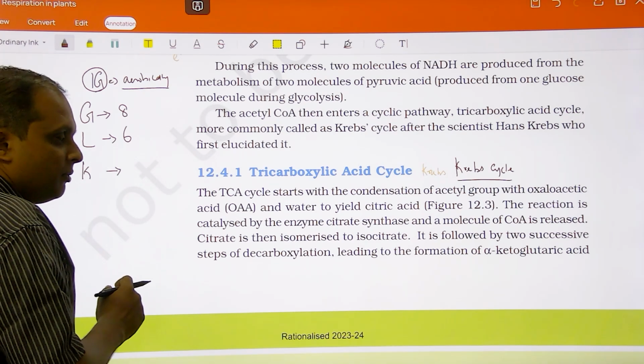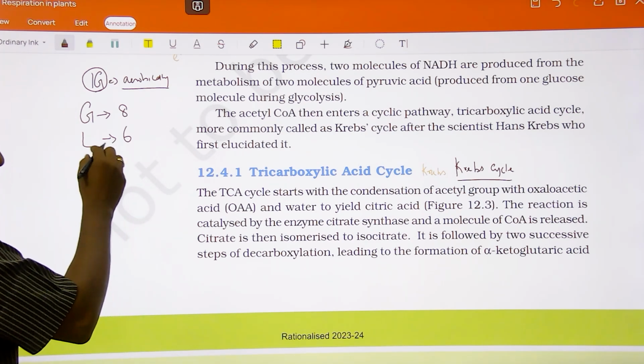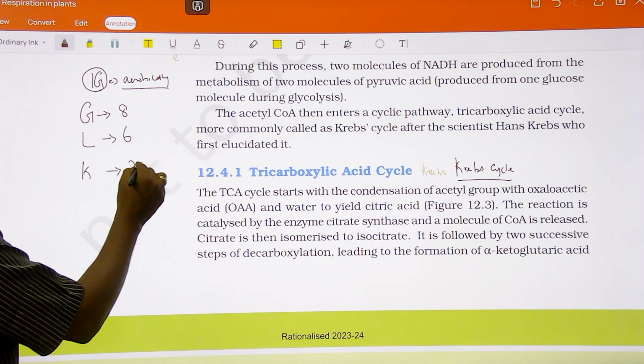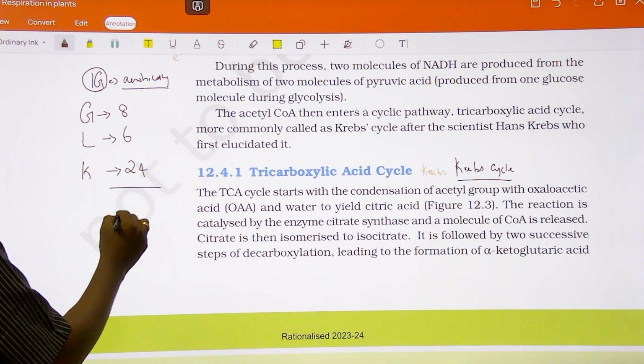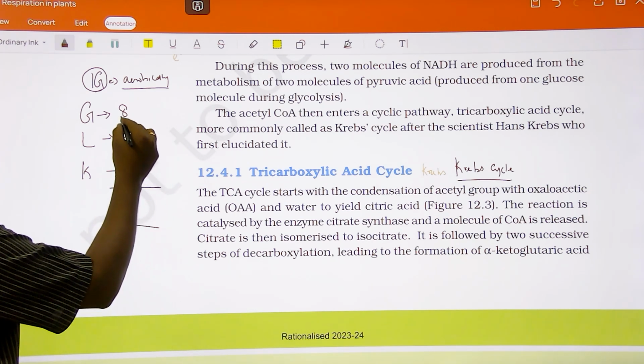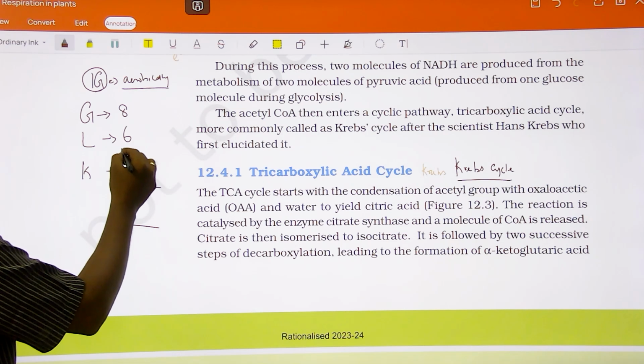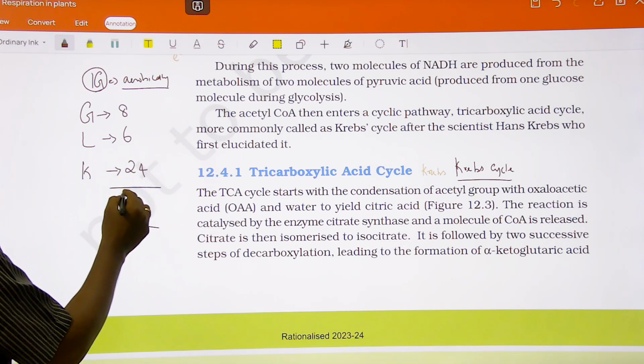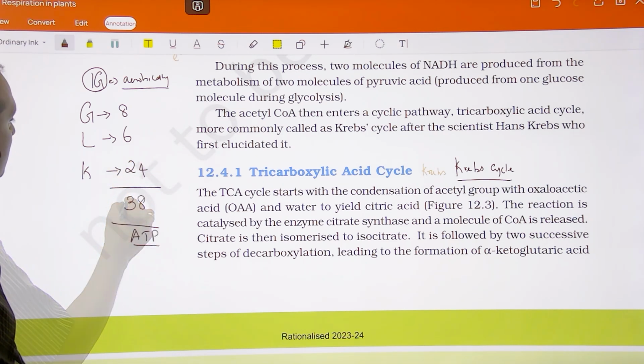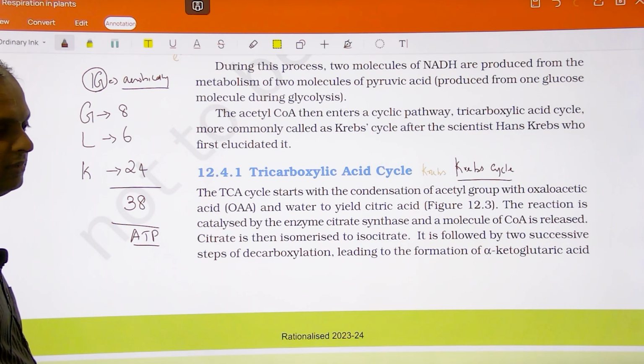12. So how much will it be in total? 12 into 2 is going to be 24. So totally, what is the yield here? 8 plus 6 is 14. 14 plus 24 is going to be 38. 38 ATP.